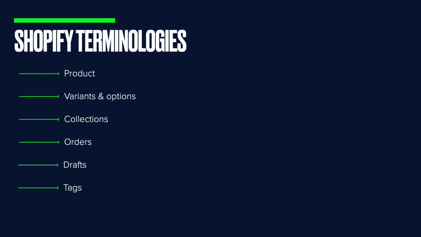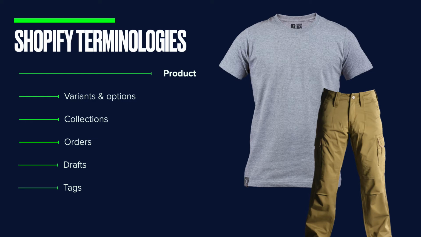terminologies inside Shopify. There are a few more than what's shown here, but today we are going through the main 6 terminologies: products, variants and options, collections, orders, draft, and tags. First of all, let's go to product, the main one. So what is a product?